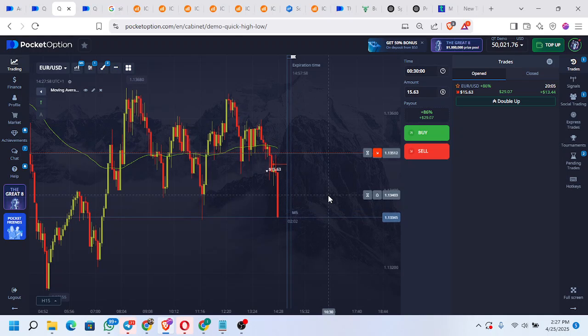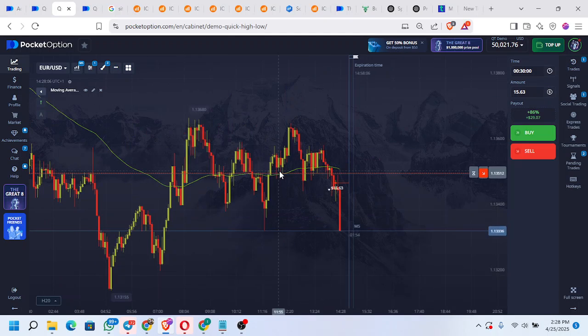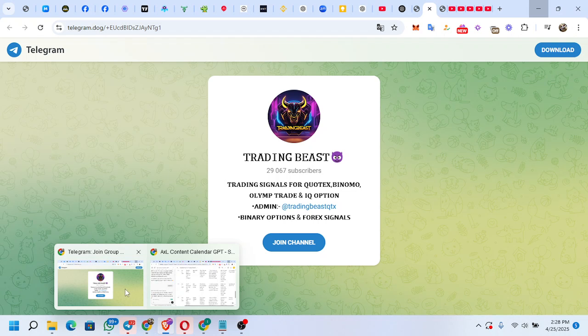Okay, so I started to place this trade. I think I've done my analysis. I saw liquidity lined out there. One would say, why place a put trade here? Okay, this is Binary Zone. This is Pocket Option. I've done my analysis using my TradingView.